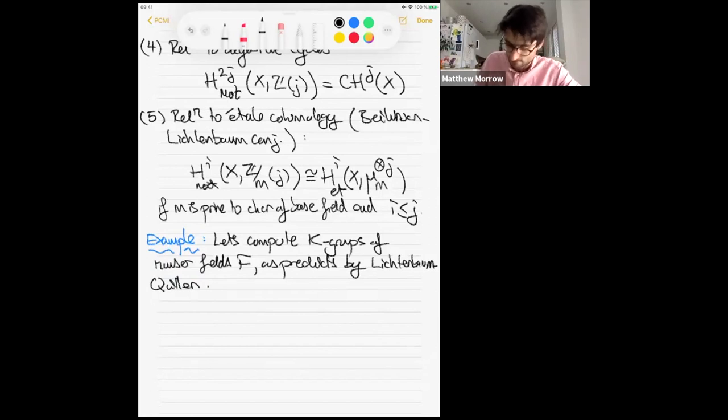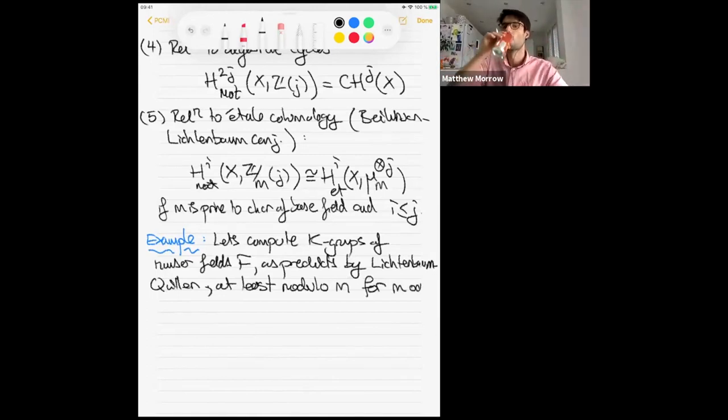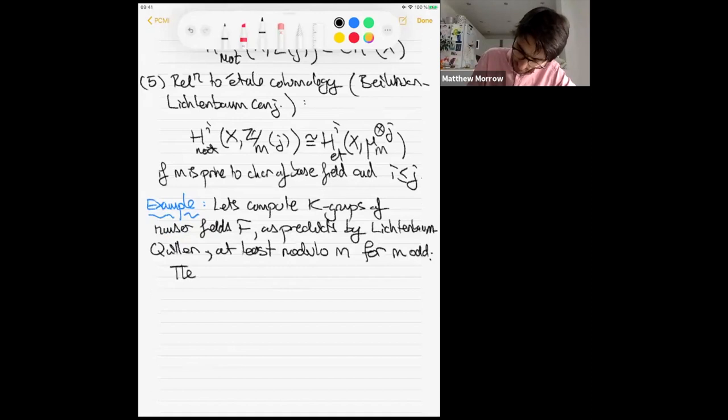At least, what are we going to do? We are only going to be able to compute them modulo m, for m odd. So how do we do this? We look at the mod m version of the étale-Hertzeburg spectral sequence.